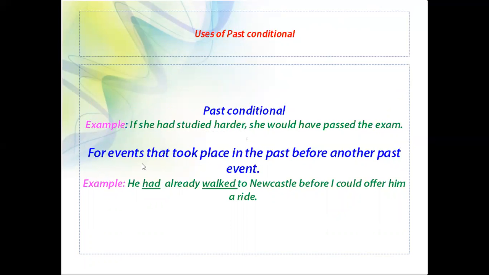Then for events that took place in the past before another past event. For example, he had already walked to Newcastle before I could offer him a ride. So these are the uses of past perfect tense.